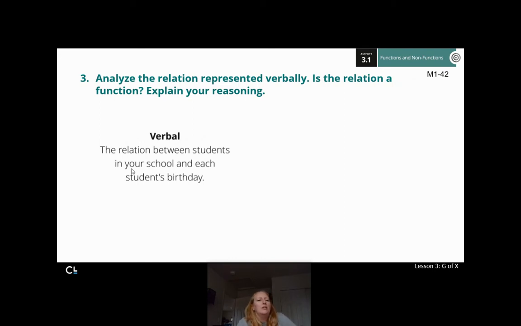What about this one? The relation between students in your school and each student's birthday. Hit pause, jot down your thoughts, hit play when you're ready to continue the discussion.